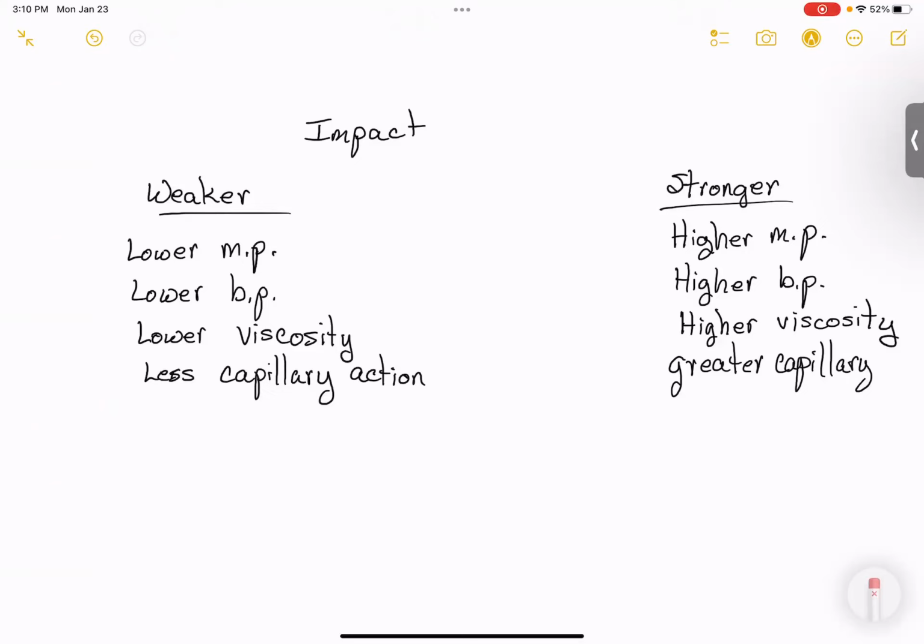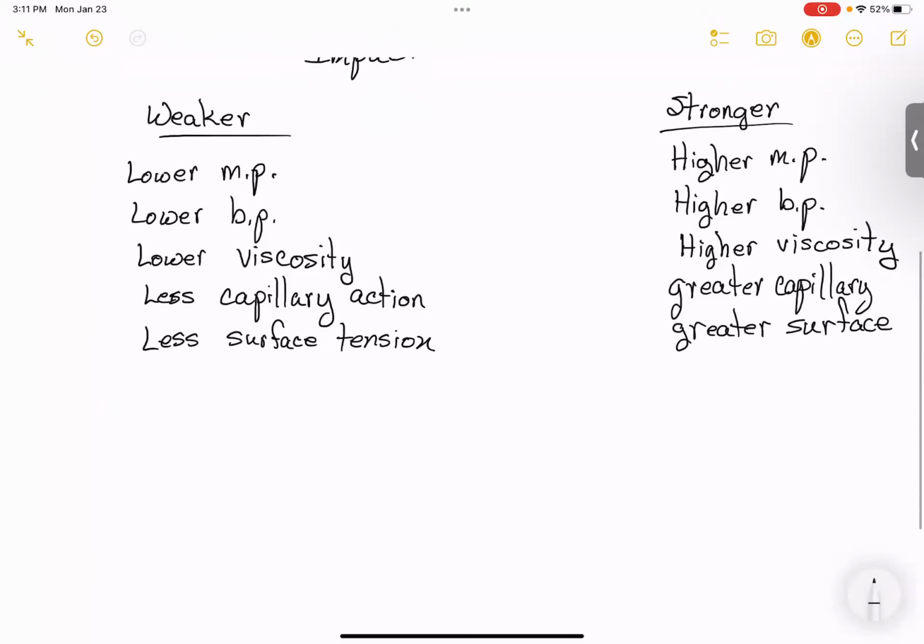And then there was also surface tension. The weaker the intermolecular force, the less surface tension we're going to observe. And again, it has to do with that strength. Then finally, the last thing I said that was kind of the oddball in this listing is the weaker the intermolecular force, the higher the vapor pressure.